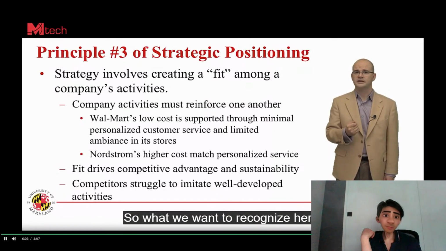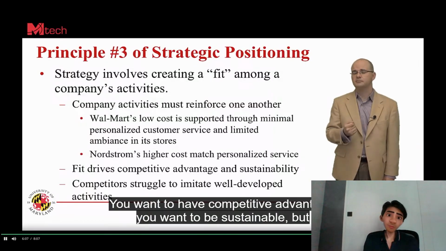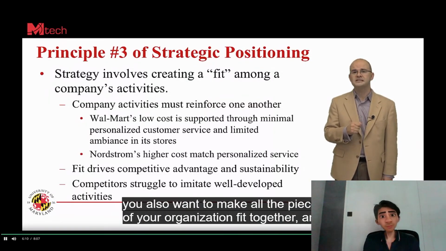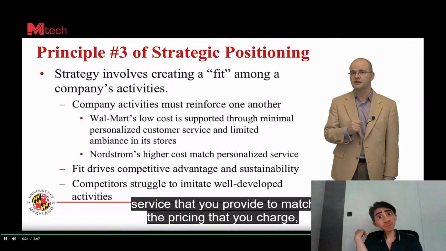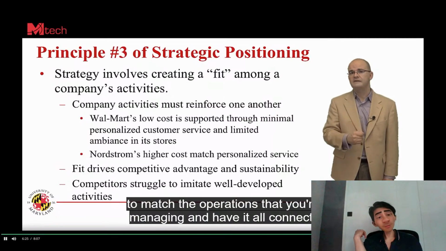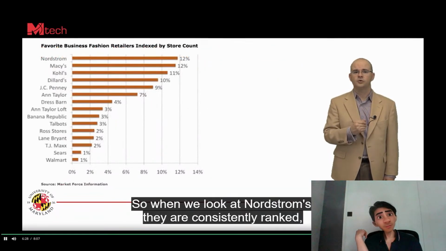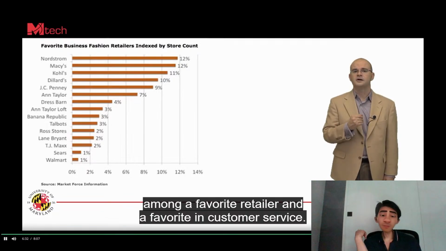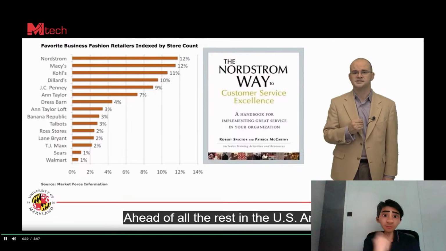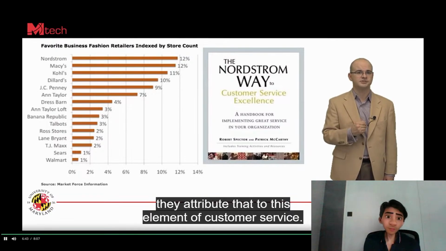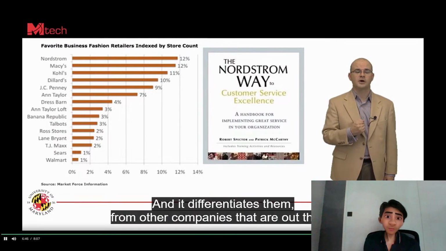So what we want to recognize here is that you want to have fit among your activities. You want to have competitive advantage, you want to be sustainable, but you also want to make all the pieces of your organization fit together and your market and your brand image to match the product category and service that you provide, to match the pricing that you charge, to match the operations that you're managing, and have it all connect. So when we look at Nordstrom's, they are consistently ranked among a favorite retailer and a favorite in customer service, ahead of all the rest in the US. And they attribute that to this element of customer service, and it differentiates them from other companies that are out there.